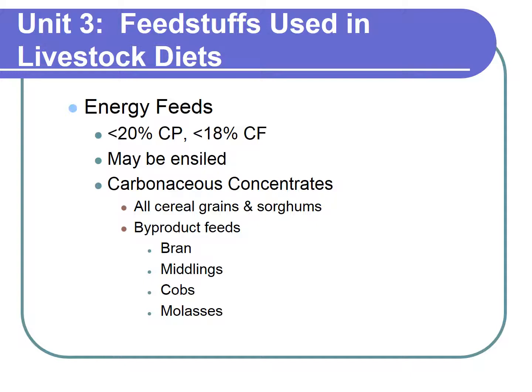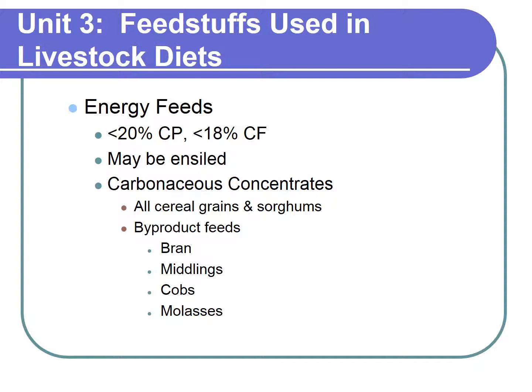Energy feeds are next. Energy feeds, by definition, have less than 20% crude protein and less than 18% crude fiber. Now, what's tricky is you might find some of these things ensiled. Don't get confused into thinking that corn silage fits into this category, because generally corn silage has more than 18% crude fiber.